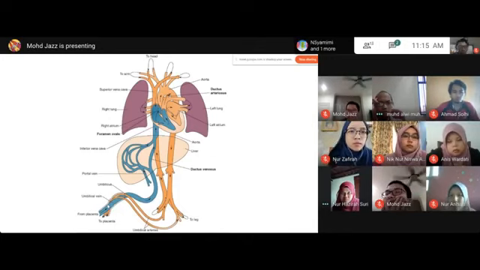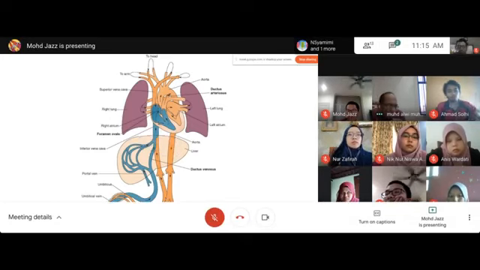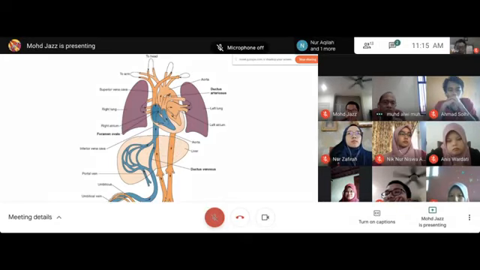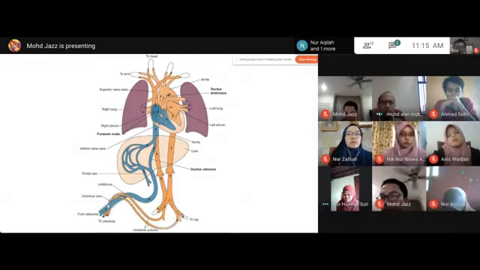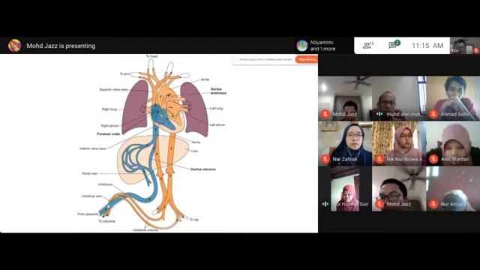Okay. So in general, the two non-functioning or less functioning organs in fetal circulation are the liver and also the lung.